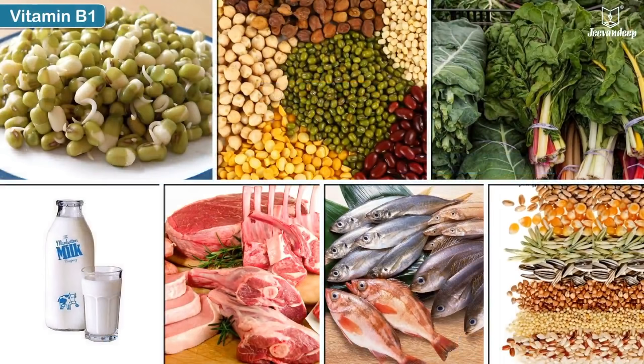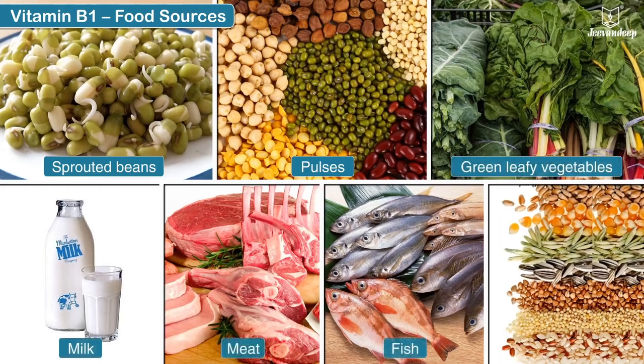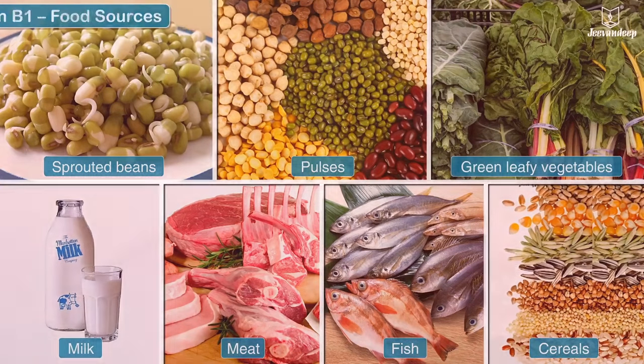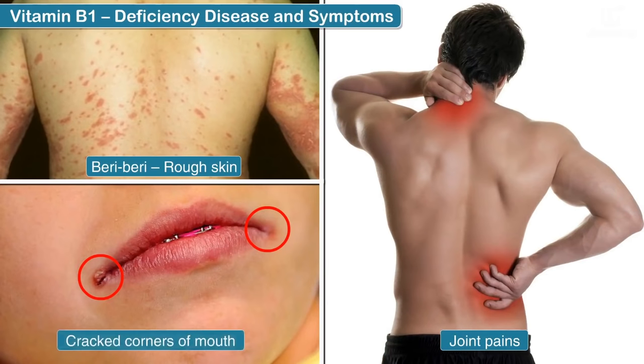Vitamin B1. Food sources: sprouted beans, pulses, green leafy vegetables, milk, meat, fish, and cereals. Deficiency disease and symptoms: beriberi, rough skin, joint pains, cracked corners of mouth.